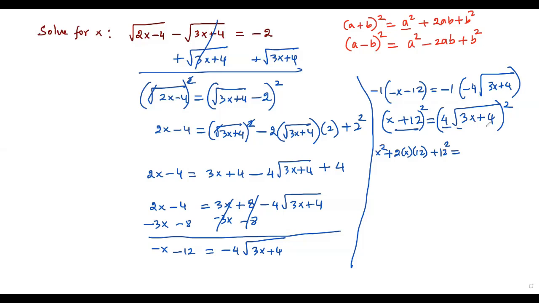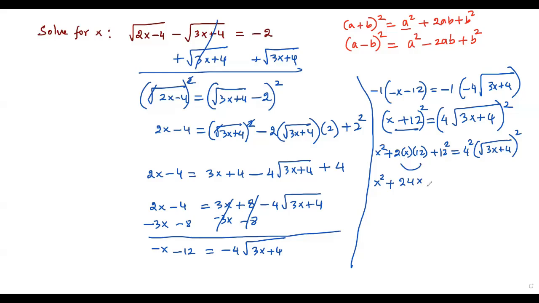the two terms, 4 and the square root of 3x plus 4, are in multiplication and we have the common exponent. So whenever two terms are in multiplication and we have a common exponent, we can take exponents separately for each term and multiply them. So I'm taking the square for this 4 and the square root of 3x plus 4 separately and multiplying them.